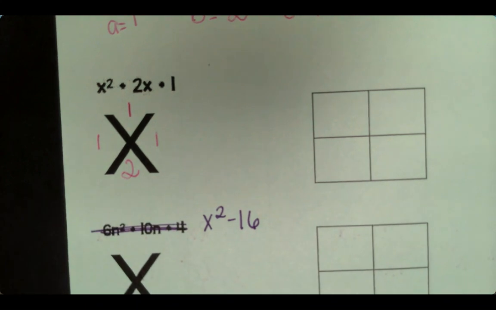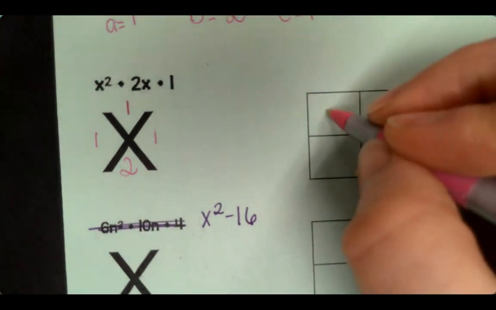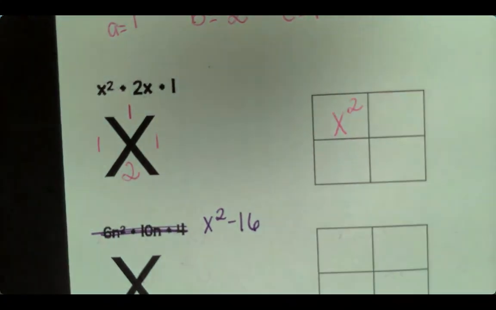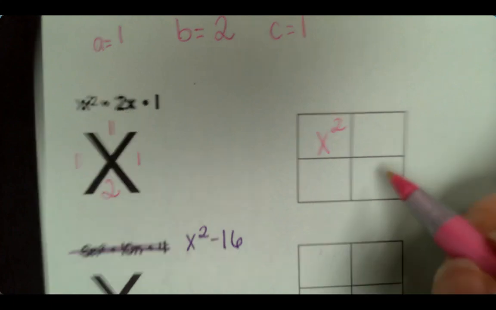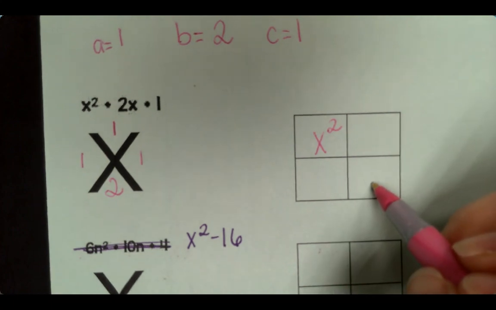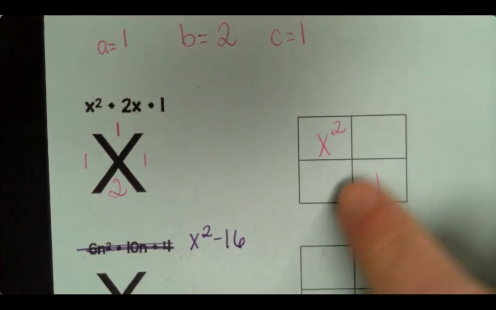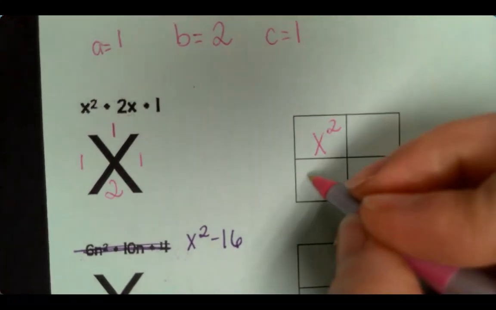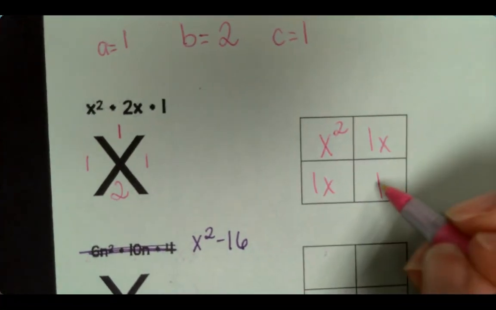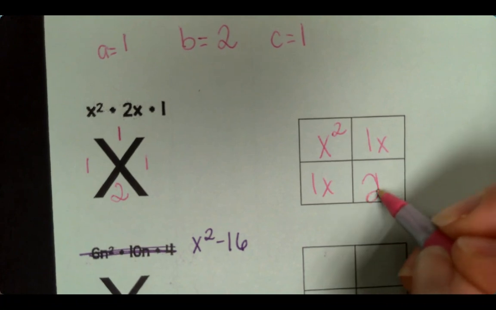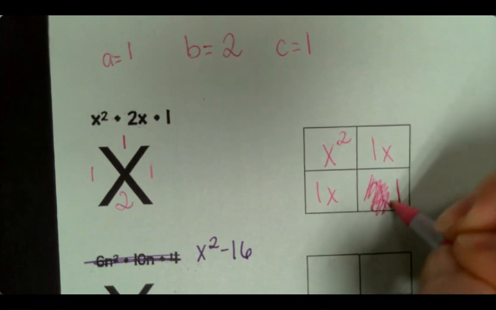Okay, so the next step is to write ax squared in the top left. Let's get c. C goes in the bottom right, which is 1. These are the magic numbers. What are our magic numbers? 1x and 1x. Oh, I should have put 2 here. Sorry. Hold on. No, that's right. Okay, I got confused for a sec. Sorry, guys.